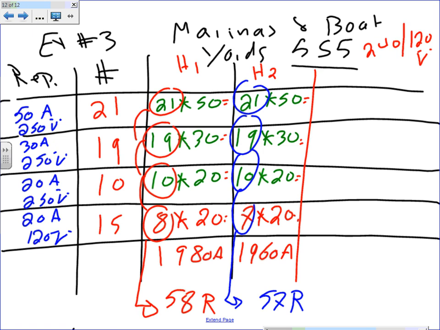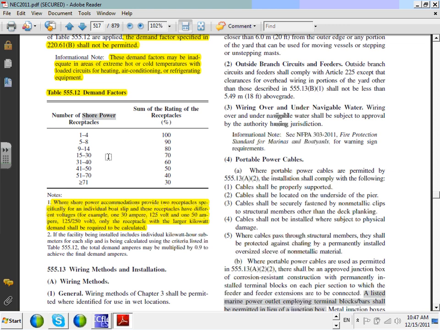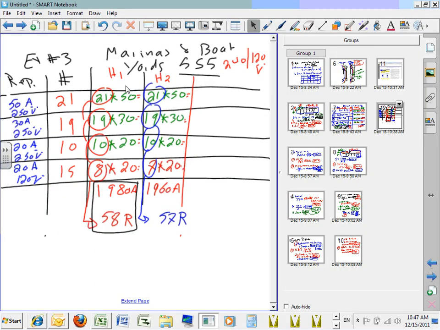So here's my question for you guys. Which one would you use to do the math on? The one with fewer receptacles and fewer amps, or the one with more amps and more receptacles? More amps, more receptacles. The worst scenario. So for all sizing purposes, we're going to be using this leg, because it has more amps and more receptacles. Okay, let's find the derating factor for 58 receptacles. For 58 receptacles, 40%. Thank you, sir. It's right in here, 40%. Okay, everybody got that one? 40%, good. Now let's go back and size.